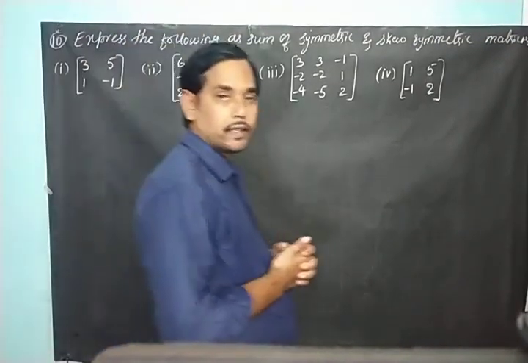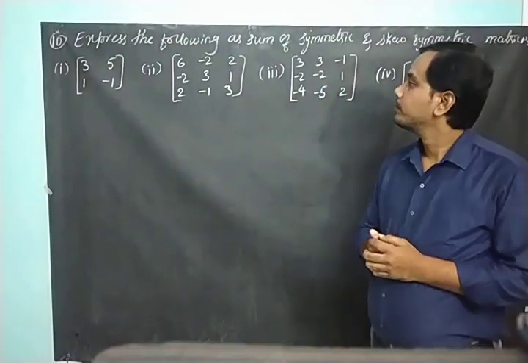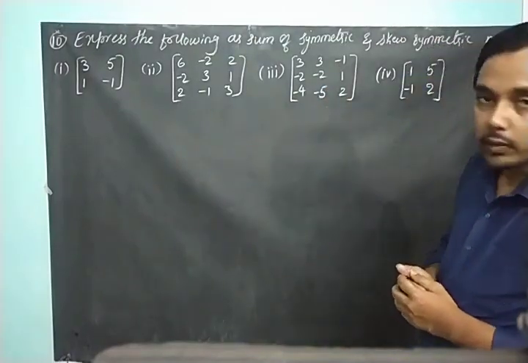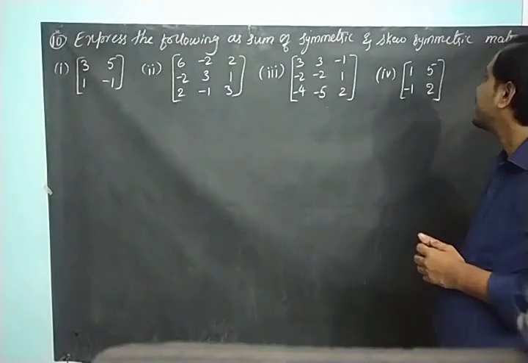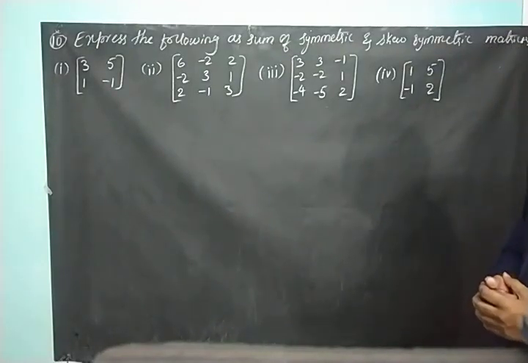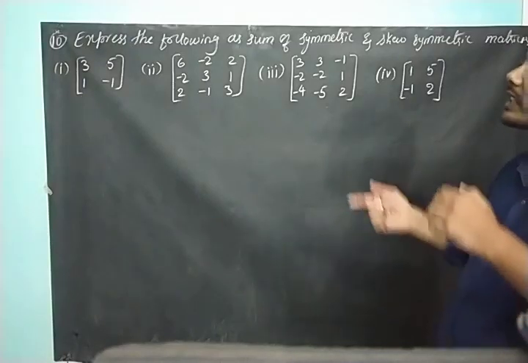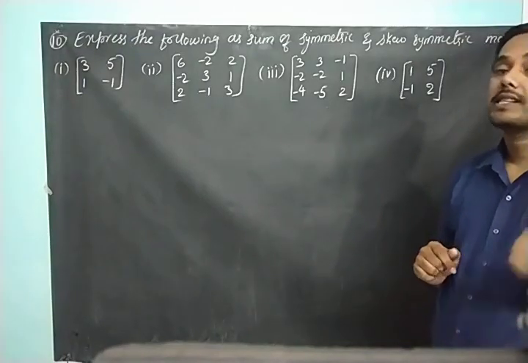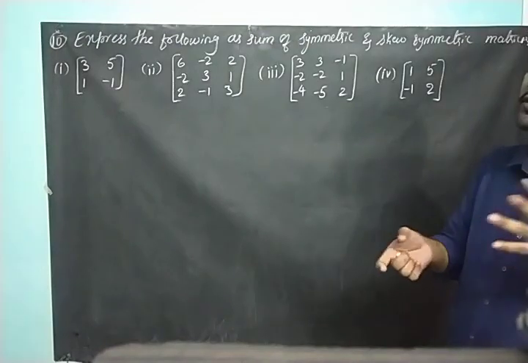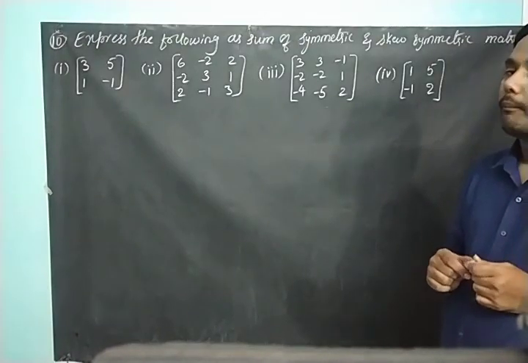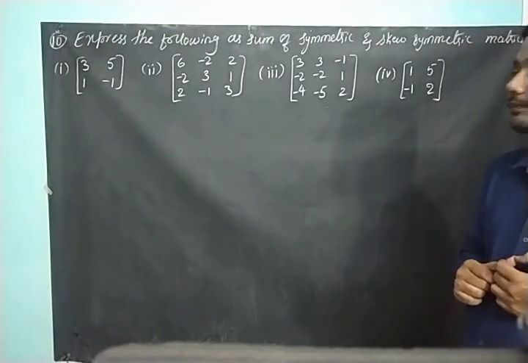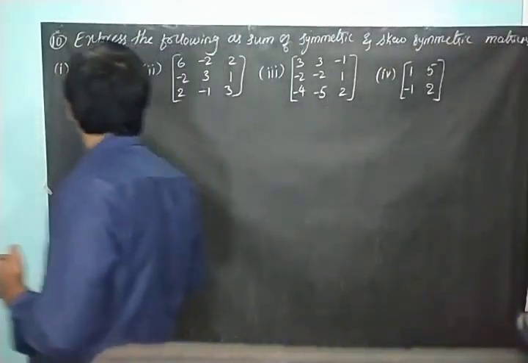So friends, let us start with the next problem. There is the 10th one. Express the following as sum of symmetric and skew symmetric matrices. They have given us 4 sets of matrices, so we need to express each one of them as a sum of symmetric and skew symmetric matrices. So how to do that? Okay, let's see it one by one.